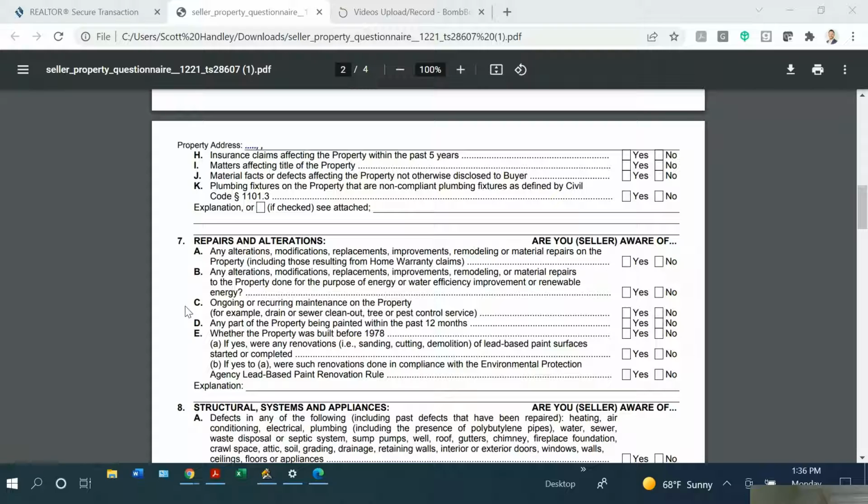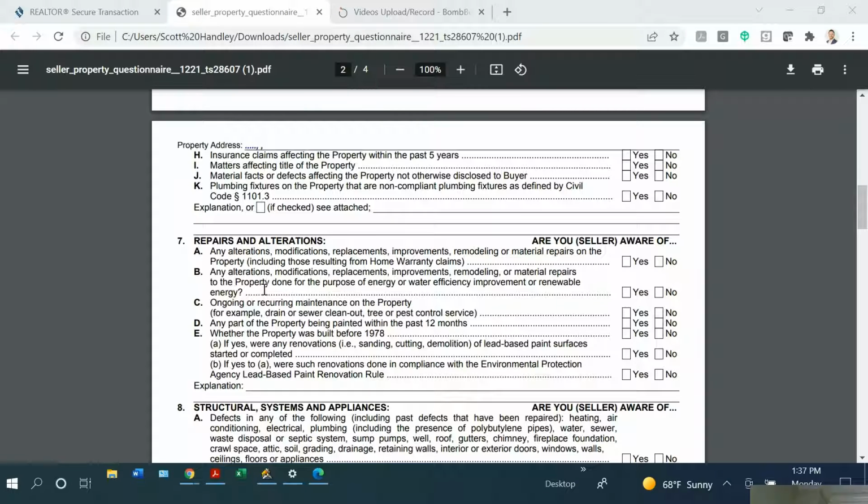7C, ongoing or recurring maintenance on the property. For an example, drain or sewage cleanout, tree or pest control services. 7C is checked yes more times than not because most people have landscaping services, so then you would obviously need to check yes here. Some people have pest control services. You would want to check yes here and explain that here at the bottom. 7D, any part of the property painted within the past 12 months, yes or no?